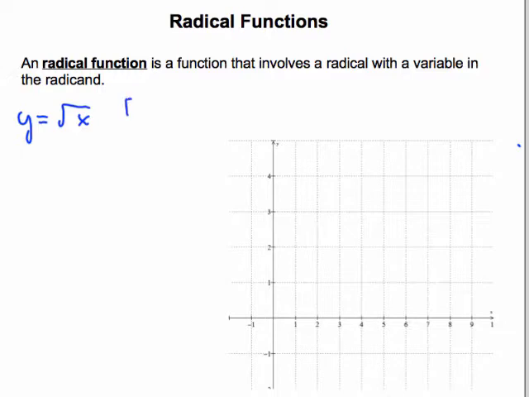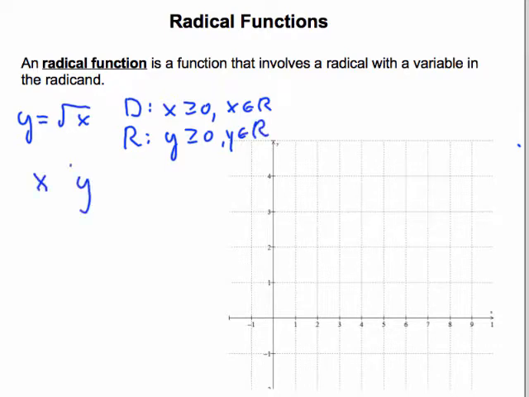We know that with square roots or fourth roots or sixth roots, we can only root 0 and positive values. So our domain is x is greater than or equal to 0. And our outputs, the square root symbol, represents the positive square root, so our range is positive values and 0.